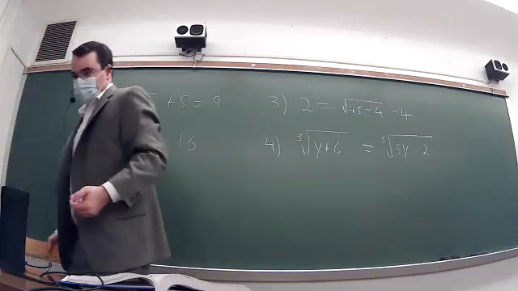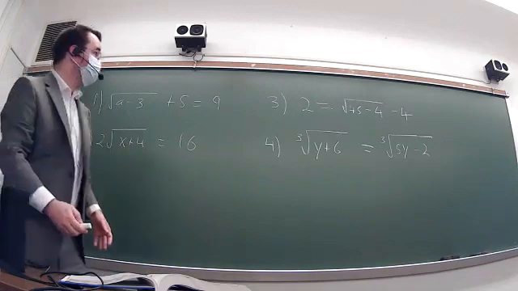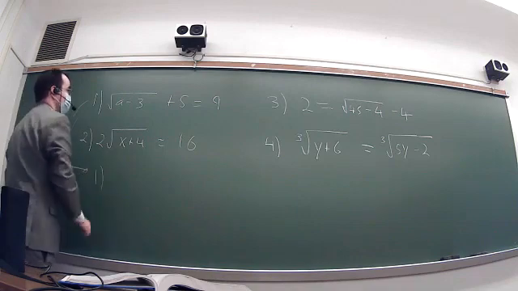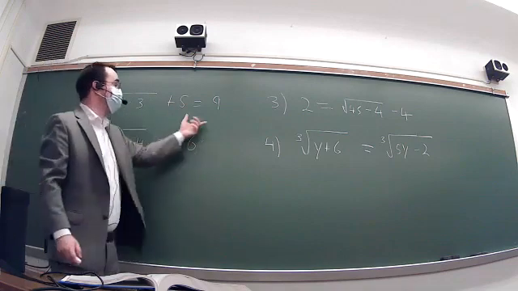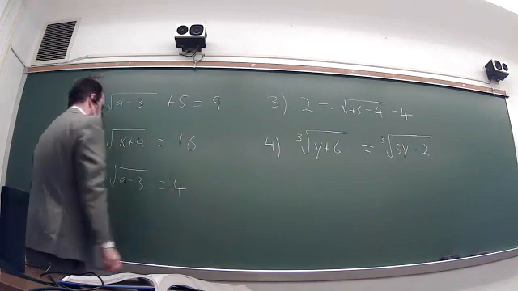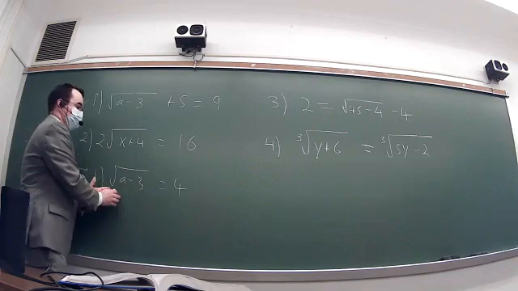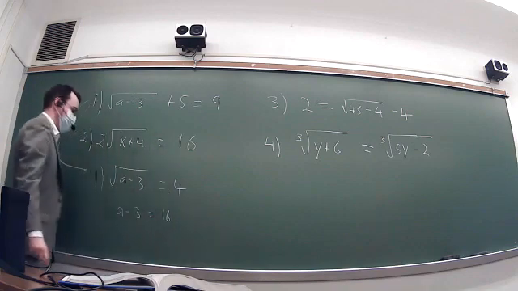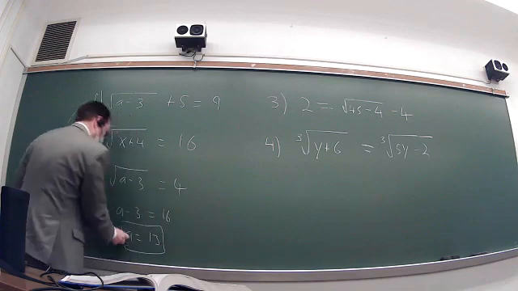Okay, let's go through it. For the first equation, let's try getting the square root by itself. So let's subtract 5 from both sides. Square root of a minus 3 would be equal to 4. Now I want to get rid of the square root, so I think of squaring both sides. So I'll take a minus 3 equals 16.